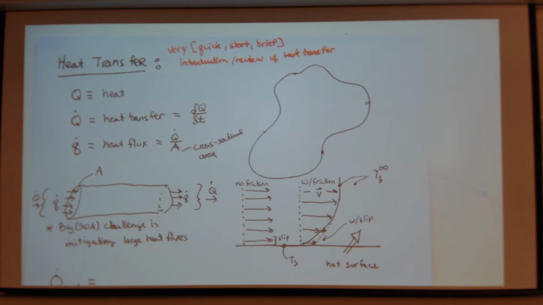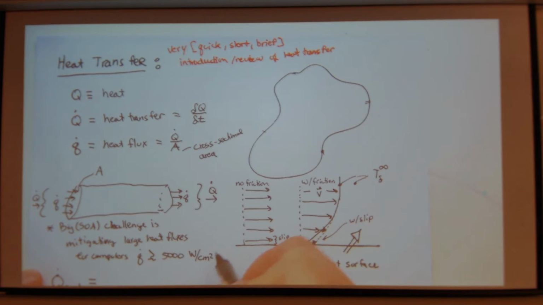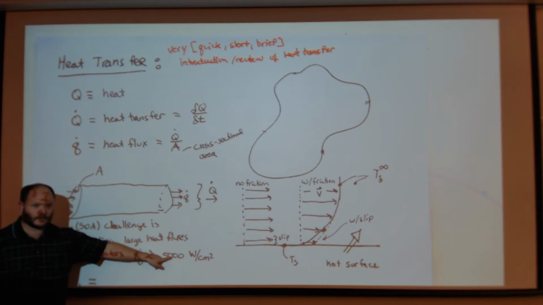So what is really large for computers? Q dot greater than or approximately equal to 5,000 watts per centimeter squared. So there are really large heat fluxes on the order of this.